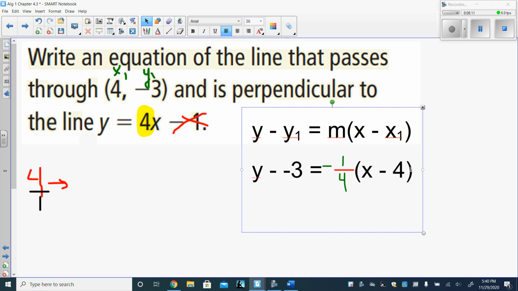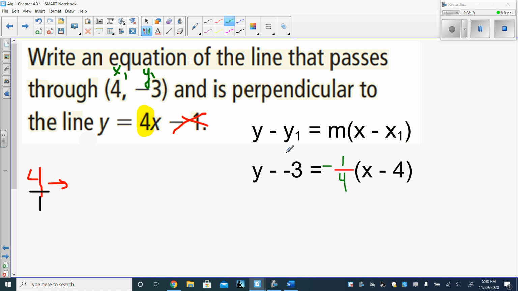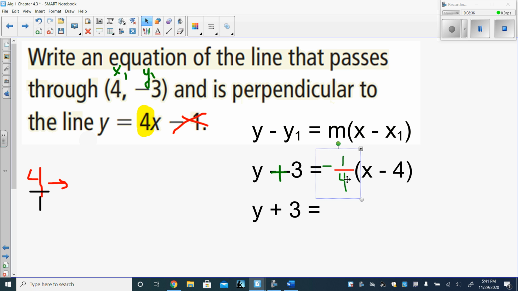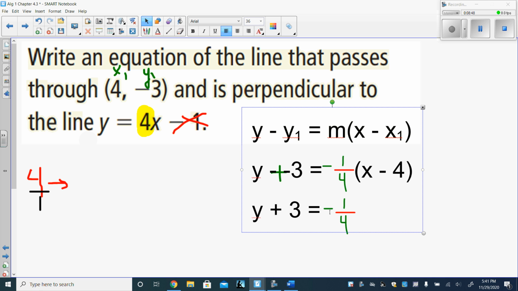Now we're going to go on and simplify this down into slope-intercept form, y equals mx plus b form. Now the first thing I notice is that we have a negative and negative here. Well, a negative and negative make a positive. Anytime we have a negative and negative, we always rewrite it as positive. So we have y plus 3 is equal to our negative 1/4 x, so this here, I'm going to clone it. So we have our negative 1/4 times our x minus 4.